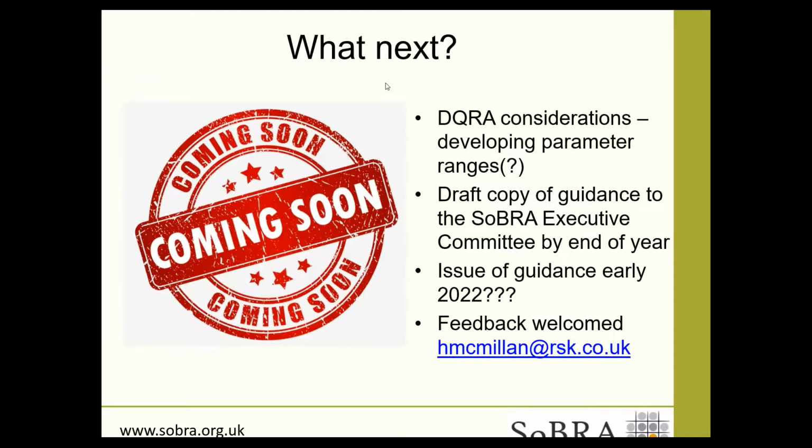Okay, so what next? So we've now got a bit of a better handle on how climate change may affect and influence the CSM. So we'll next be turning our attention to how this could be assessed at the GQRA and DQRA stages. Within the DQRA, we'd originally intended to create parameter ranges for key determinants that may be influenced by climate change. However, due to the regional variability across the UK, is this still the correct approach to take?